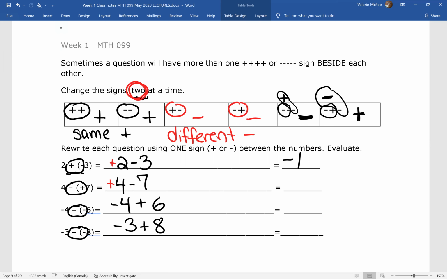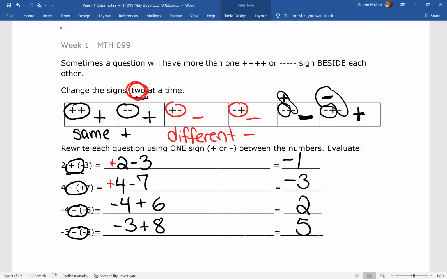7 minus 4 is 3. The absolute value of 7 is larger, so my answer is negative. 6 minus 4 is 2, but I have more positives. 8 minus 3 is 5.